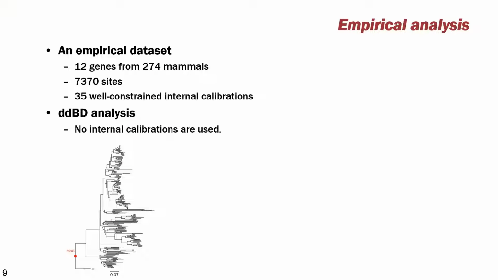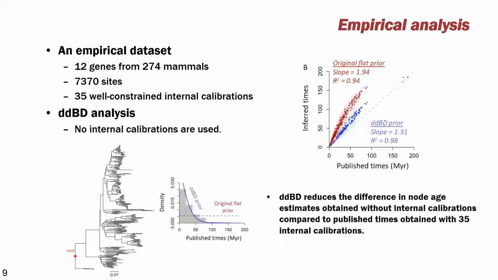Then we applied our method to an empirical dataset that contains 12 genes from over 200 mammals. We did not use any internal calibrations in this analysis, so only the root calibration is used. And then we compared the times inferred using the flat tree prior and the data-driven tree prior with the published times. But the published times are obtained by using many well-constrained calibrations.